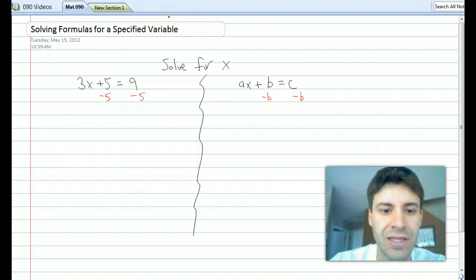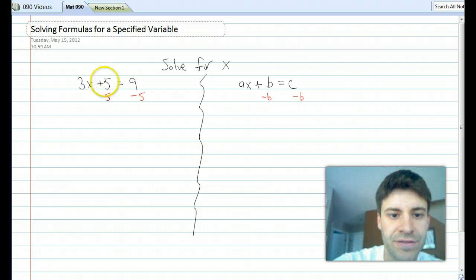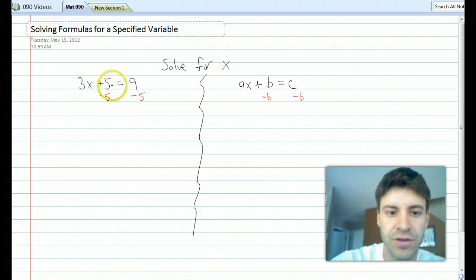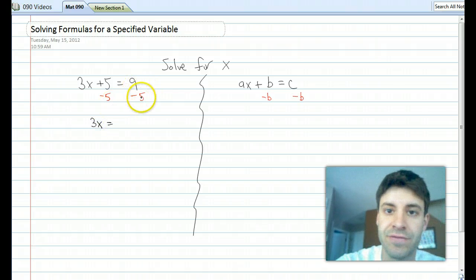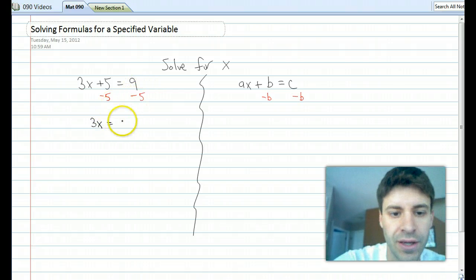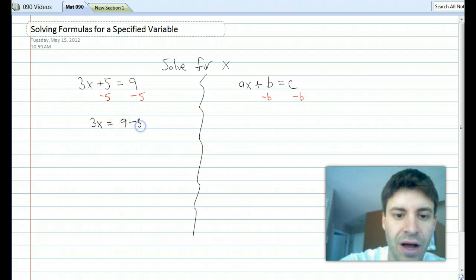Okay, now what do we get on the left equation? The plus 5 and the minus 5 cancel each other out, and you're just left with 3x equals 9 minus 5. Of course, we know that that's 4. I'm just going to leave it as 9 minus 5 for now.